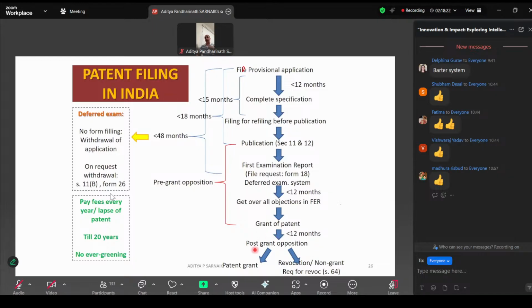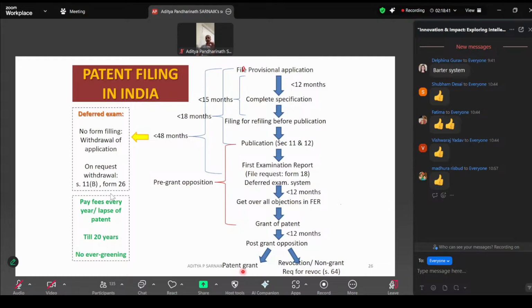If that post grant opposition is granted, your patent is revoked. If it is not granted, you keep the patent. Your patent is granted. So if the opposition is granted, you lose the patent. If the opposition is not granted, you get the patent.